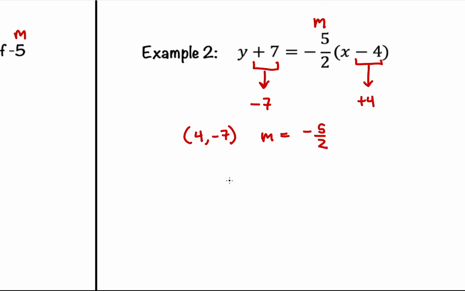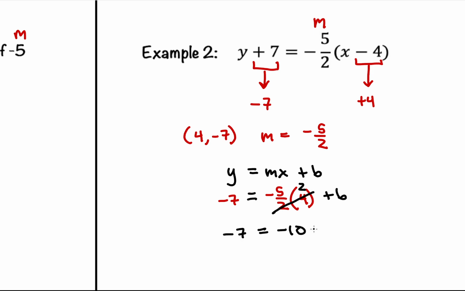All we're going to do is plug it into slope-intercept form. So y equals mx plus b. We're going to substitute our known values of -7, -5 halves, and 4, plus b. Now, the 4 and the 2 are going to reduce to 2 over 1. -5 times 2 is -10, so -10 plus b is equal to -7. We're going to add 10 to both sides.